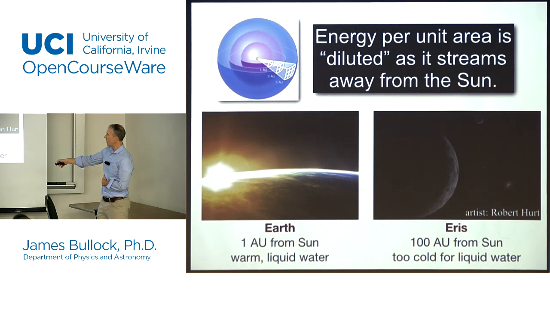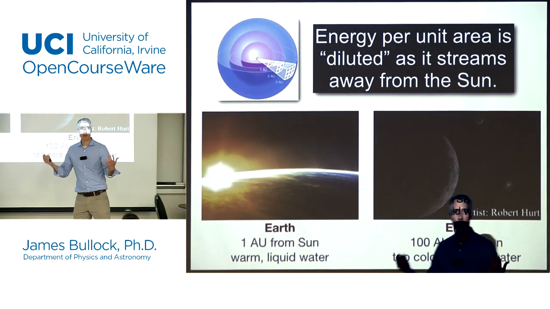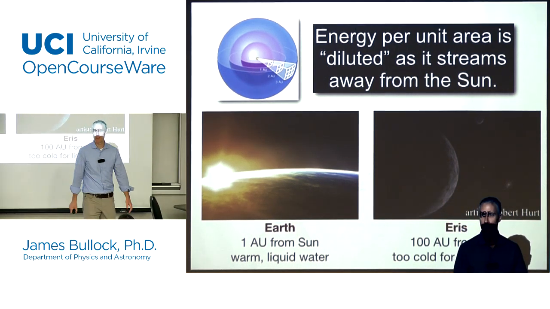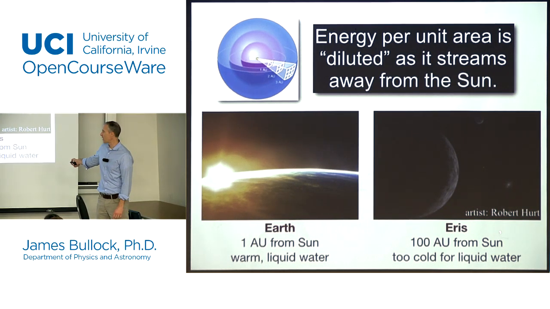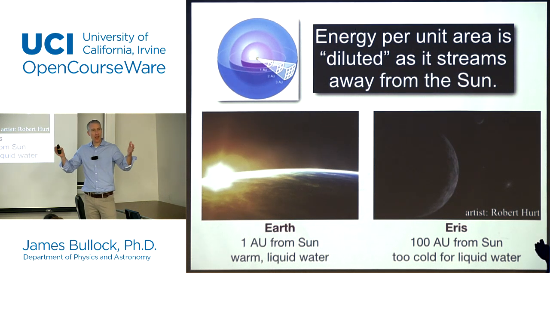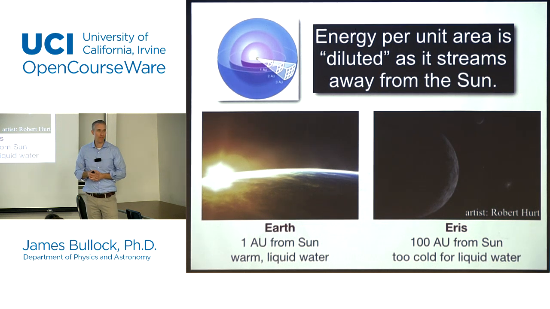So here's Earth, right? You're 1 AU from the sun. The Earth is nice and warm. We have liquid water. It's a great place to be. We're very happy here on Earth. Now you travel out to Eris. Okay? Eris is 100 AU from the sun. It's very, very cold there, too cold for liquid water. In fact, you're 100 times as far away. The flux of energy falls off like the distance squared. Okay? So you're 10 to the 4 times weaker flux from the sun than you are at the Earth. So now your solar panel would have to be really, really, really big to collect the same amount of energy as it would at the surface of the Earth.